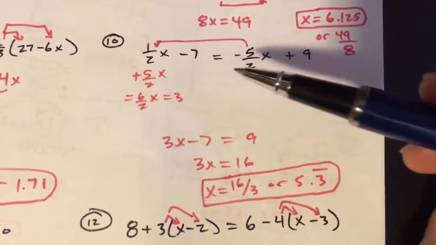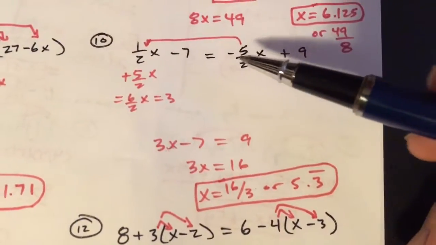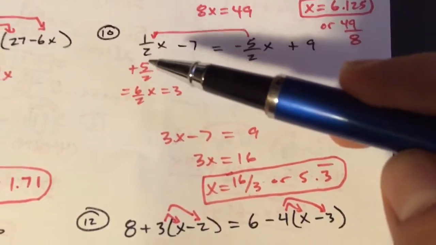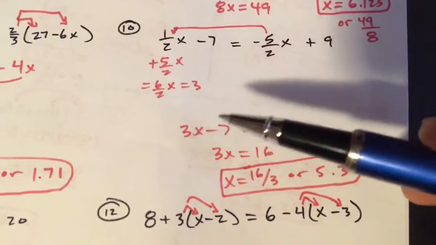Take a look at 10. You're going to add 2.5 to a half. That's going to give you 3. Or if you add 5 halves to 1 half, 1 plus 5 is 6. 6 over 2 is 3. Either way you slice it.